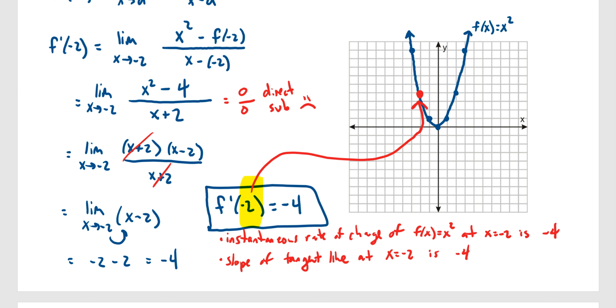And that kind of makes sense if you think about it. I'll draw the tangent line in a second here. But you know that the curve is decreasing, right? It's falling left to right, so the curve is decreasing. So it makes sense to have a negative slope because the curve is decreasing.